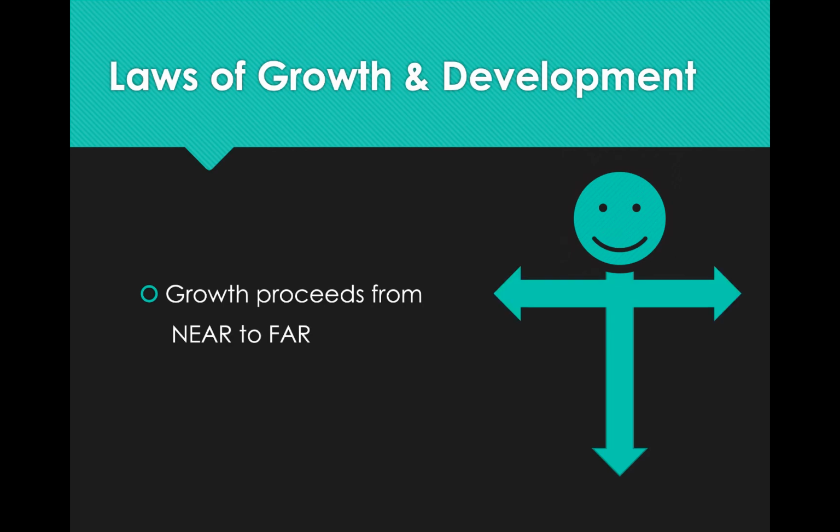So the next one is growth proceeds, this is B, by the way, growth proceeds from near to far. And so you can draw that little arrow across right here. I'll use the cursor. You can draw your arrow across, near to far.